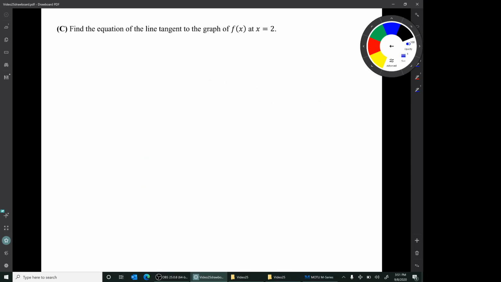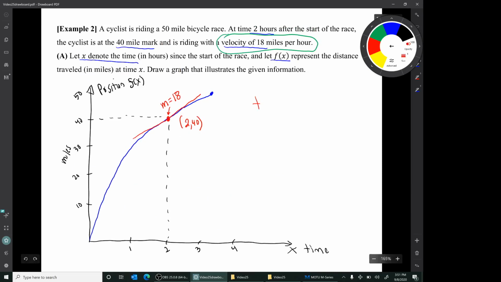Question C, find the equation of the line tangent to the graph of the function at x equals 2. Well, the solution to this relies on the idea that the instantaneous velocity is the slope of the tangent line at that time. Let's go up and look at our graph again. There's the tangent line, and we knew that tangent line had to pass through that point, and we knew that the slope of the tangent line was 18 because we were told that that's what the cyclist's velocity was at the instant where time was 2.